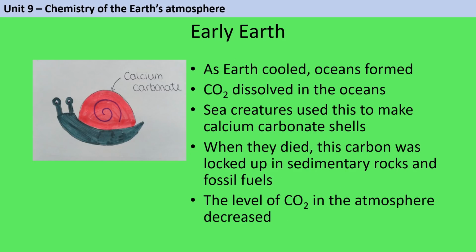As time went on, the Earth cooled down and then oceans formed, so carbon dioxide started to dissolve in those oceans, and then plankton, tiny sea creatures, used that carbon dioxide dissolved in the oceans to make calcium carbonate shells. If you've ever seen the White Cliffs of Dover, they're made of a stone called limestone, and that's made from the shells of dead sea creatures. So that's where lots of this carbon dioxide is locked up in sedimentary rocks like limestone.